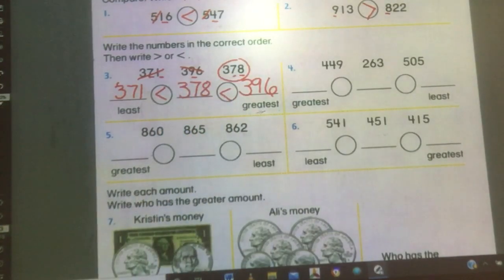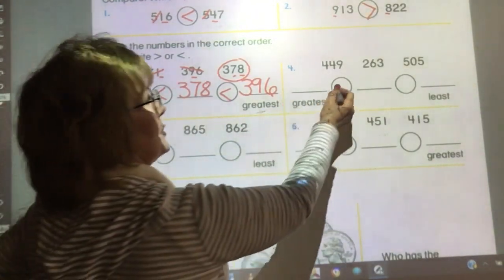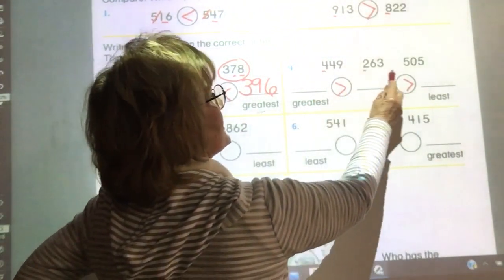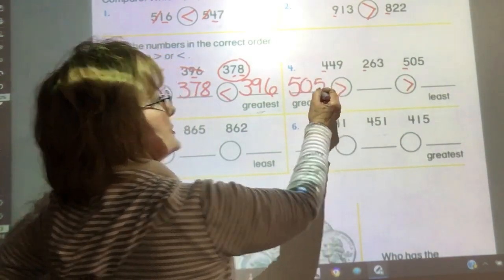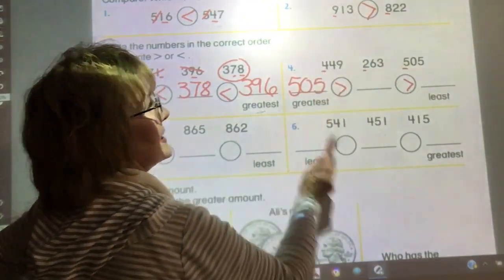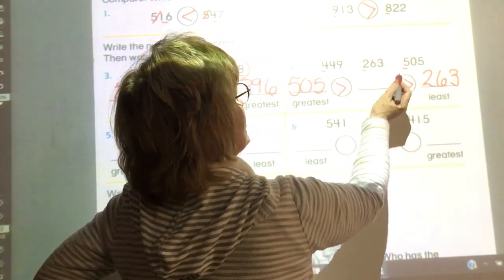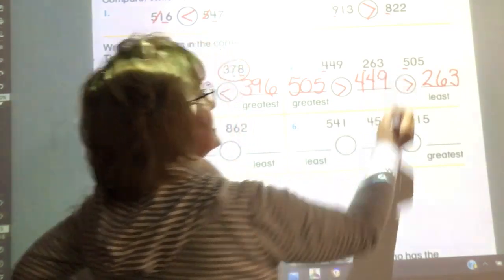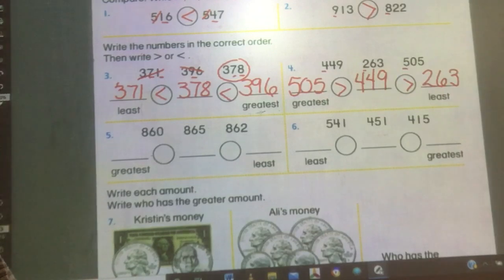right? Number 4, I'll read the directions this time. Greatest. Well, we know we're going to want our greater than signs. Which of these is the greatest? Well, this one has 500, which is definitely more than 400 and 200. Which one is the least? 2 is definitely less than 4, so 263. And then the one that we didn't use goes in the middle, 449. Moving along a little quickly so I don't run out of space and time.